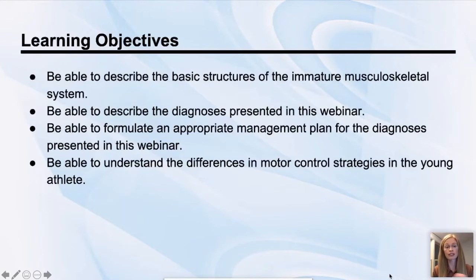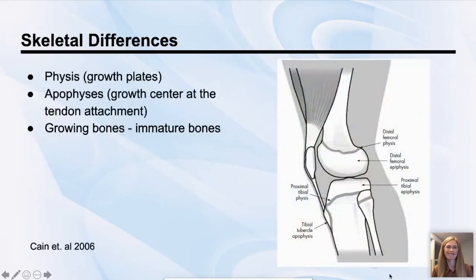So our learning objectives today: you will be able to describe the basic structures of the immature musculoskeletal system. You will be able to describe the diagnoses presented in this webinar. You'll be able to formulate an appropriate management plan for the diagnoses presented in this webinar, and you'll be able to understand the differences in motor control strategies in the young athlete because they are different than adults. So first, we're going to talk about the skeletal differences.